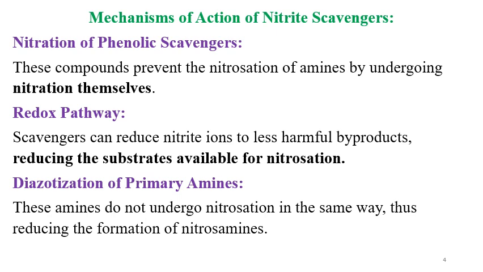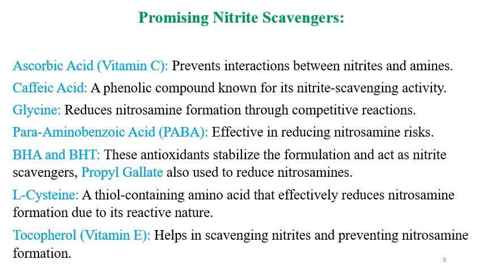One of the mechanisms is nitration of phenolic scavengers. These compounds prevent the nitrosation of amines by undergoing nitration themselves. Another is the redox pathway: scavengers can reduce nitrite ions to less harmful byproducts, thus reducing the substrates available for nitrosation. Another is diazotization of primary amines. These amines do not undergo nitrosation in the same way, thus reducing the formation of nitrosamines. This is the brief idea about the mechanisms of action.